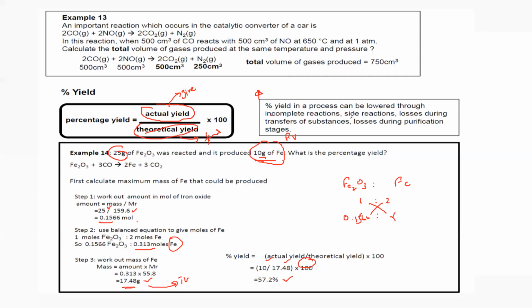There might be a side reaction. What does it mean that there might be a side reaction? It means maybe iron(III) oxide might react with another substance in the atmosphere, or maybe the iron which is formed may react with another substance. So there are side reactions. Another reason is loss during transferring, based on the experimental technique.